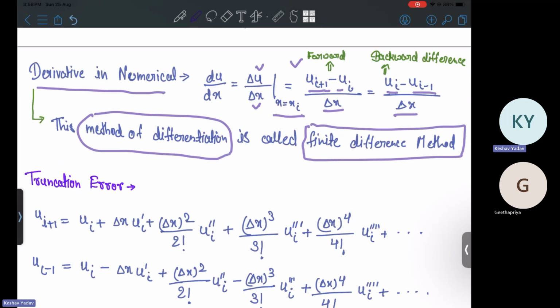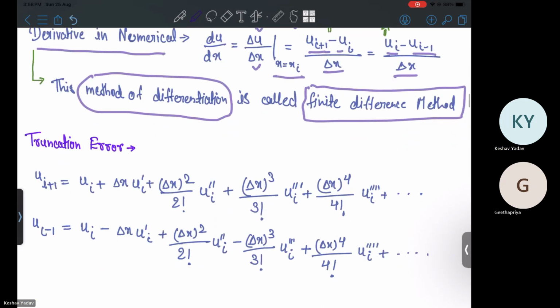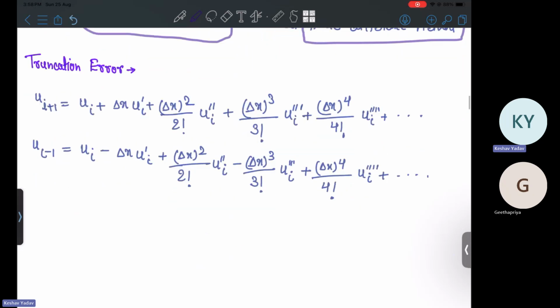In finite difference method, what we try to do, we have the function's value at discrete points. So we write the differentiation as a difference of function at discrete points. Okay. That's why this is called finite difference method. This finite difference method can be visualized using the Taylor series expansion. So now we'll go to Taylor series expansion to discuss it further. And there we will see the truncation error also.